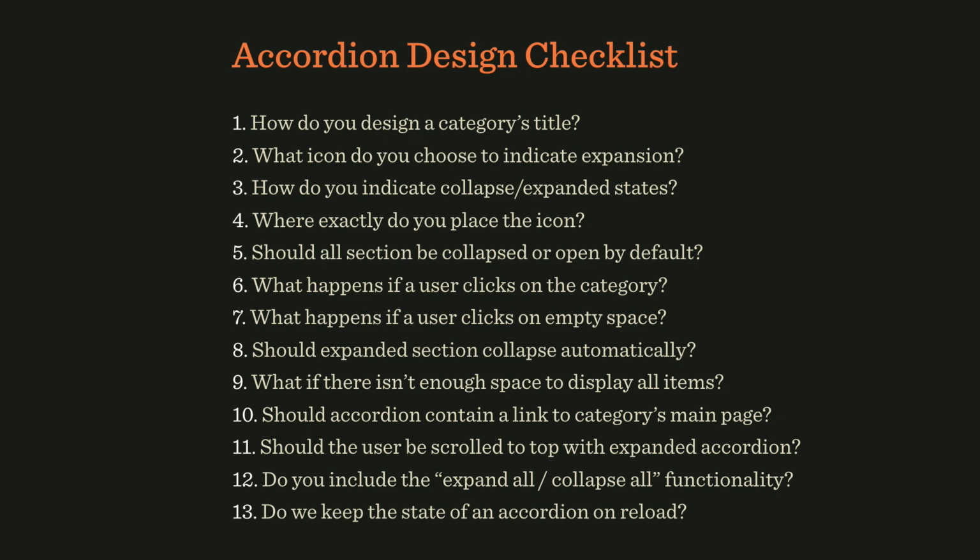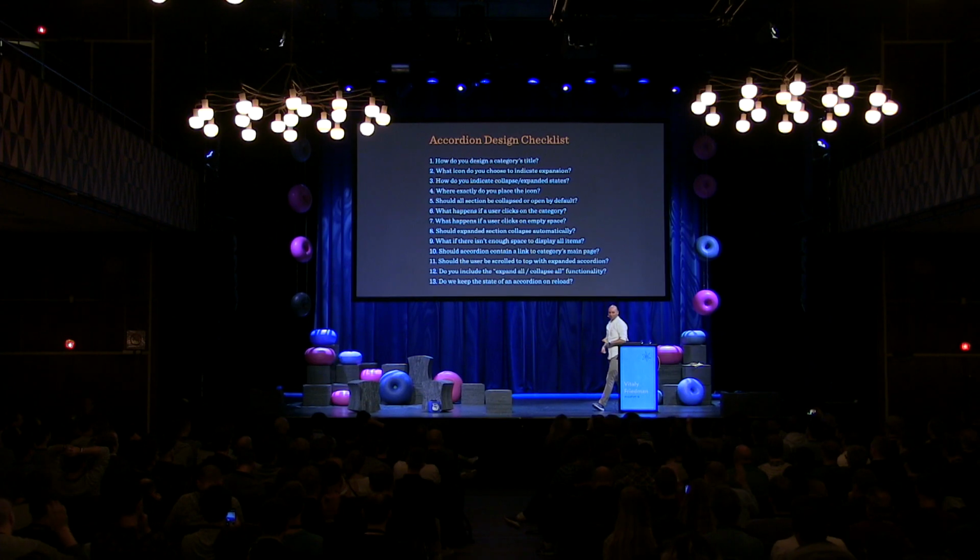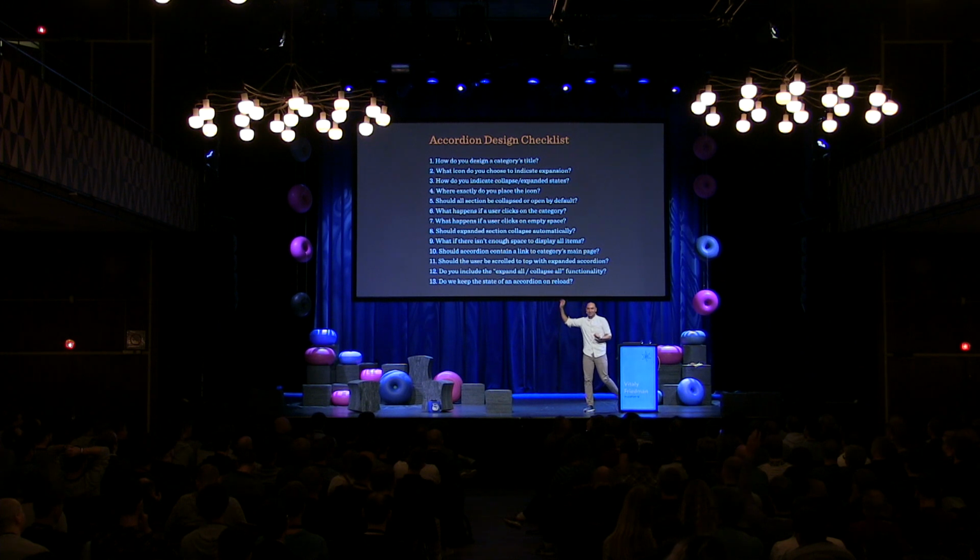What icon do you choose to indicate expansion? Where are my plus people? Where are my chevron people? Chevron people, yes. Where are arrow people? Okay, anything else really, doesn't matter.